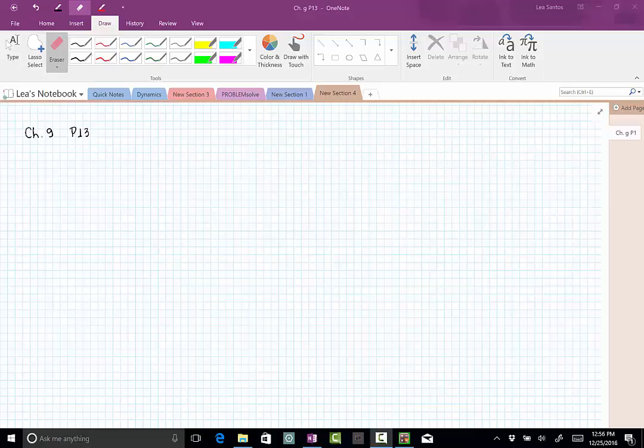This is problem 13 of chapter 9 of Giancoli 6th edition. So the question is, how close to the edge of a certain table, and they give us the mass of this table, can someone sit, a person, and they give us the mass of this person, so that the table does not tip over. Okay, so let's write all the forces that we can think of on this table.